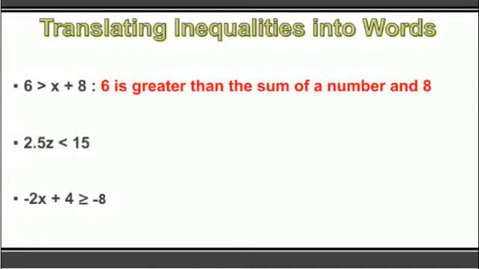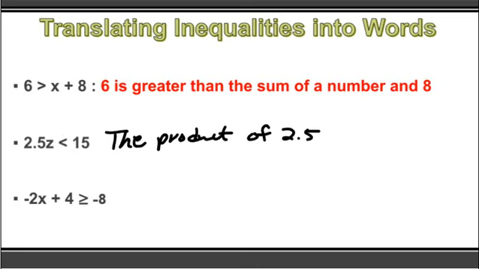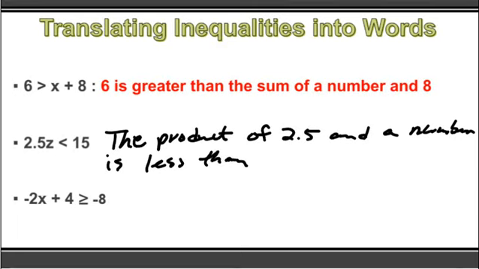Now we're going the other direction, so we're translating the inequality into words. The first one: 6 is greater than the sum of a number and 8. Next one, we could say the product of 2.5 and a number is less than 15. And there's other ways of writing it.